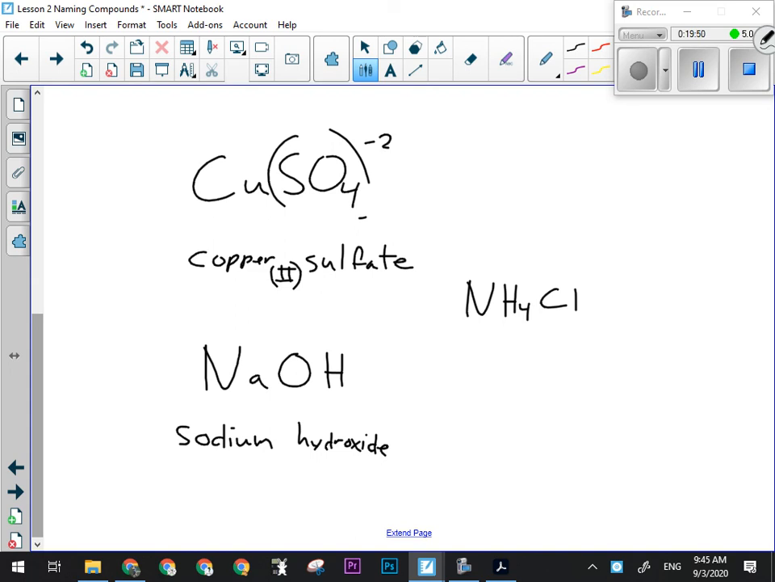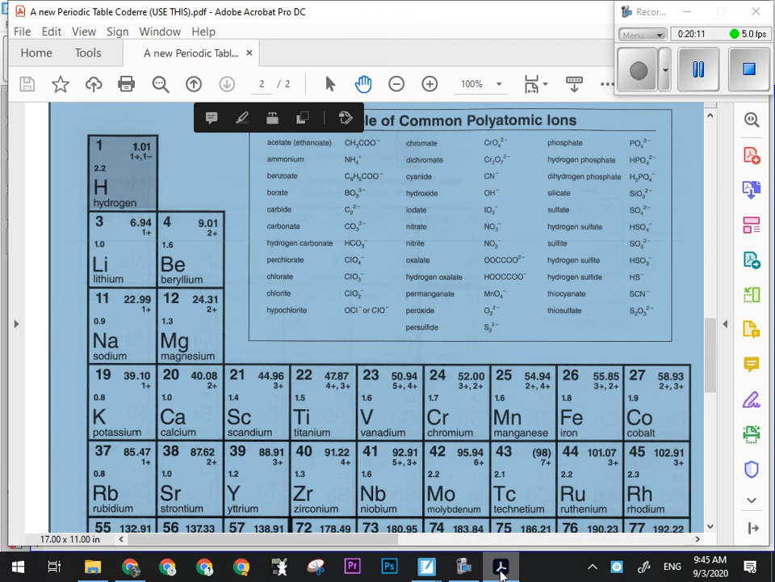This one doesn't look like an ionic compound because it starts with a non-metal. However, I am playing a trick on you. Look on your table of polyatomic ions and see if you can find NH4. It's right here, second from the top on the left-hand side. It's ammonium. It's the only positively charged polyatomic ion on your chart. It actually behaves as a metal. Anything that has a positive charge is a metal. So this is the only metallic-behaving polyatomic ion on your chart. That's why it got listed first.